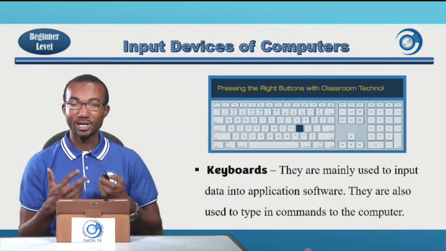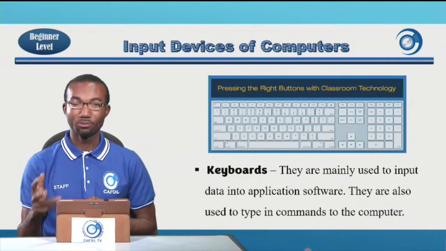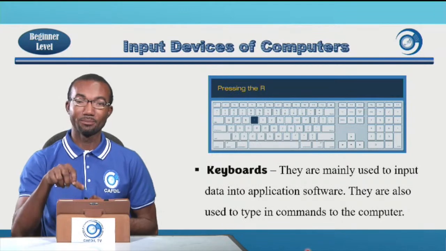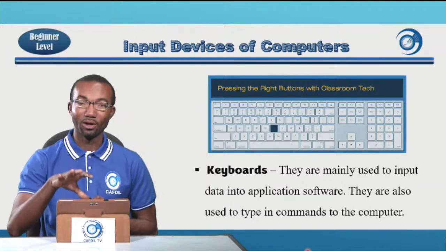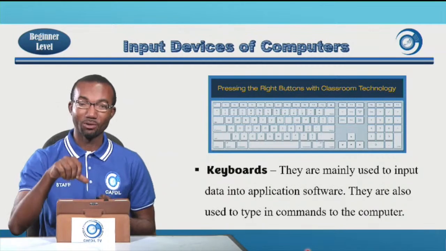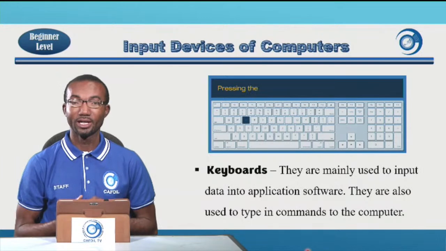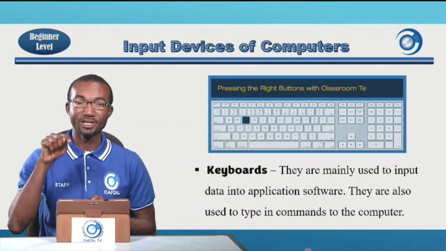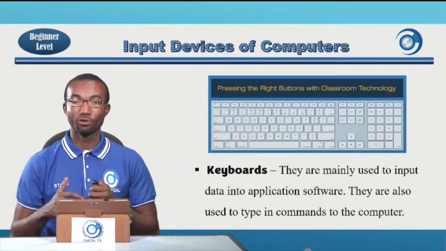We also use it to type in commands. For example, you have keyboard shortcuts. So if I want to close a program, I can press the Alt key and then F4. If I want to close a program, I'll press the Alt key at the same time as F4 on my keyboard. If I finish typing and I want to save whatever I've typed, if I press F12 on my keyboard, it will bring the Save As dialog box for me to save.